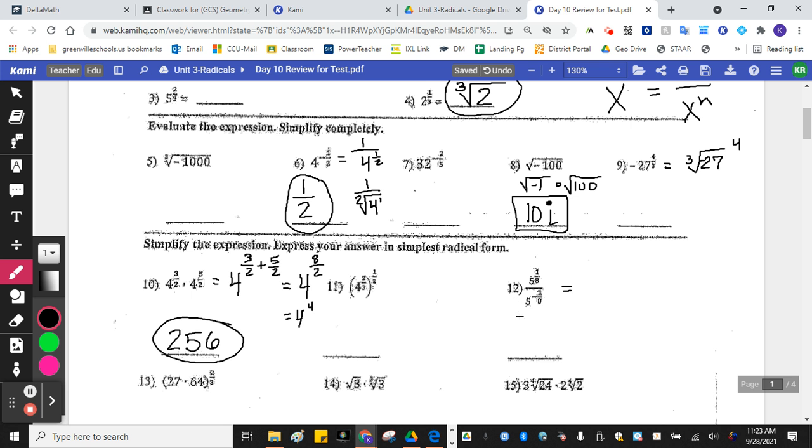When you have a like base on top and bottom, you subtract your exponents. So 5 to the 1/8 minus negative 1/8. So top exponent minus the bottom one.